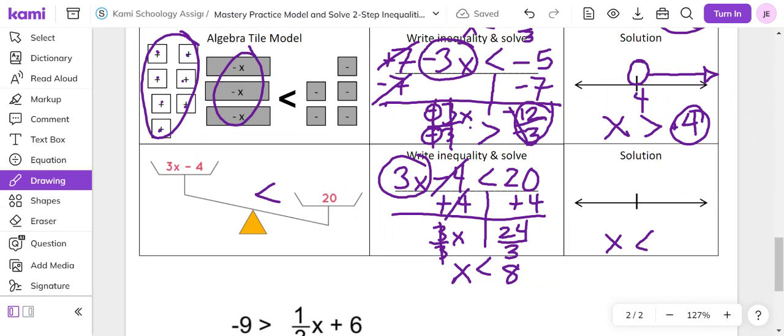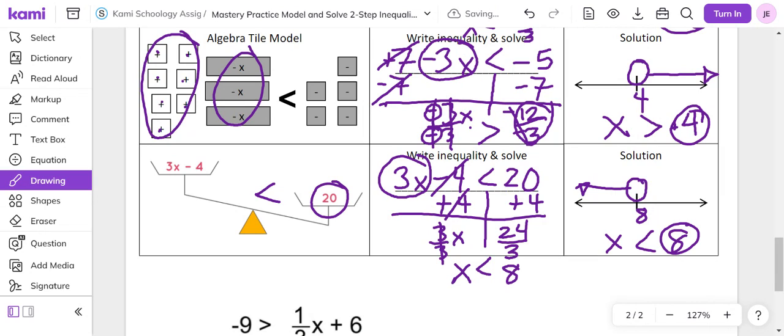So we have x is less than 8. I'm going to put a circle here at 8. And any number that is less than 8 will make this inequality scale stay where the left side is less than or lighter than 20.